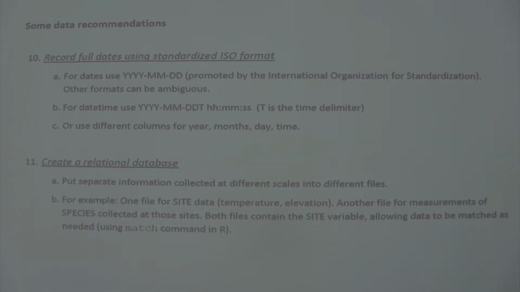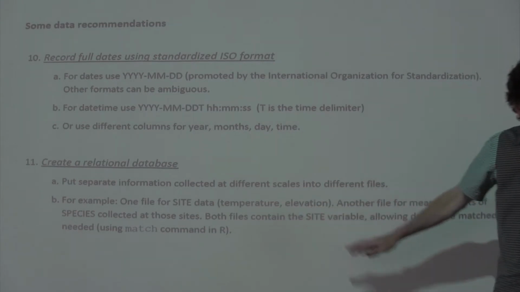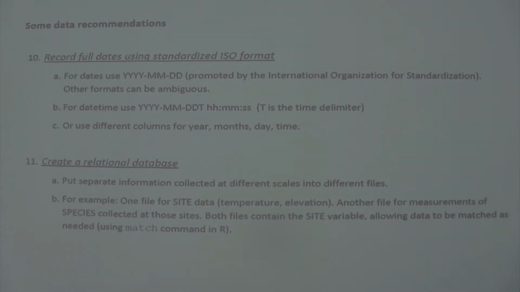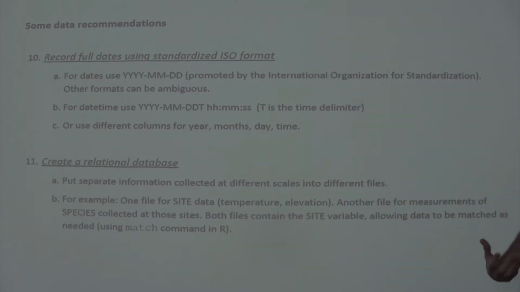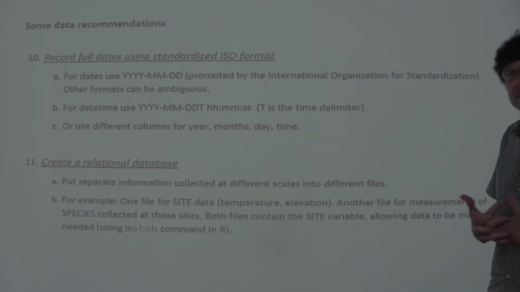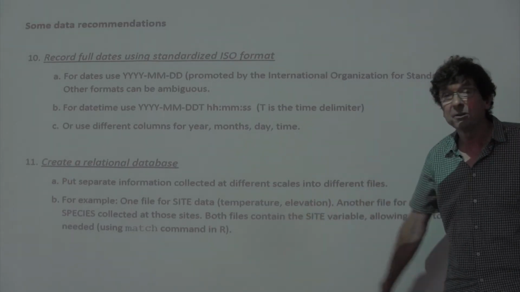Create a relational database. Try not to cram all of your information into a single file with many repetitive rows. For example, you'll have one file that contains all of the physical measurements that you took of the sites that you visited as part of your field study. And another file will contain measurements of all the species that you collected at those sites. And as long as the variable site is present in both files, you can match them. That's what I mean by a relational database. You don't have to put all the physical and species measurements into the same file.